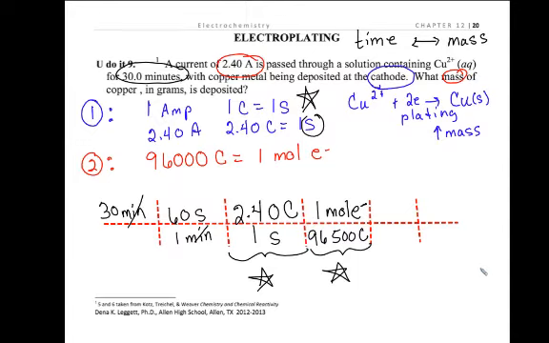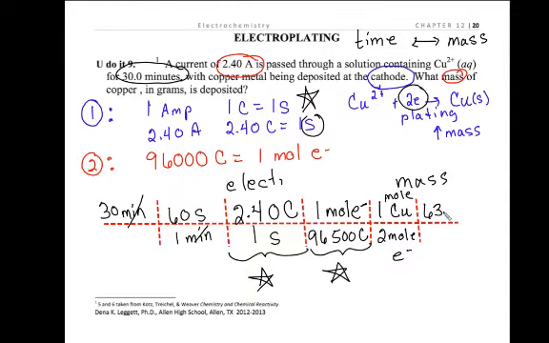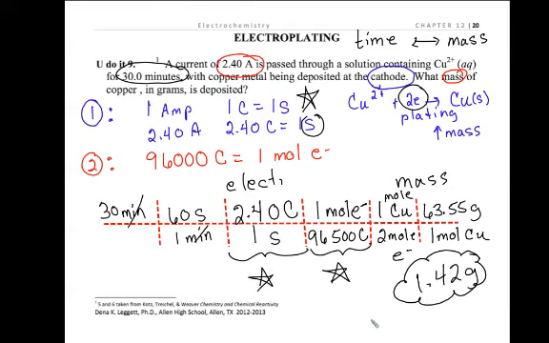I'm almost there. I'm now going from my world of electricity into my world of mass and elements. Now, copper requires 2 electrons. So I need 2 moles of electrons for every 1 mole of copper that I'm going to plate. And mass to moles, use molar mass, and we're there. 63.55 grams for every 1 mole of copper. And assuming I did my algebra correct, and you will tell me if I didn't, I get 1.42 grams of copper plated.